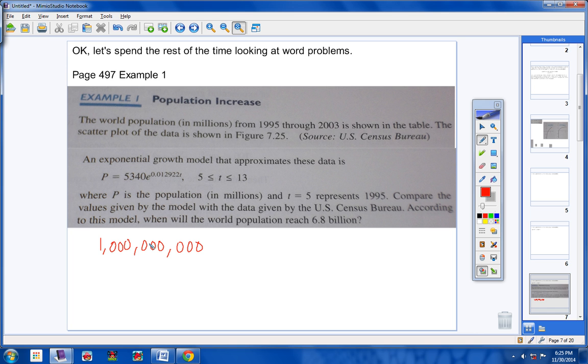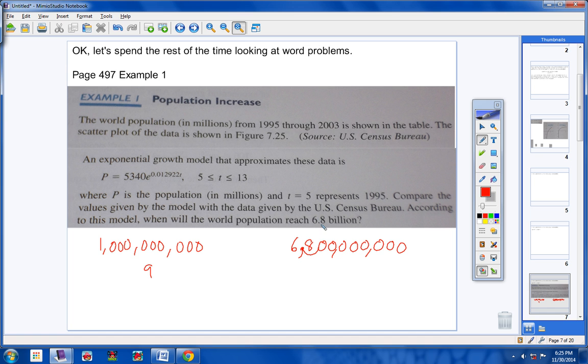3, 6, 9. So when it says 6.8 billion, you know what that means? That just means move the decimal. How many places? 9. Because how many zeros do you have here? 9. So move the decimal 9 places. So 1, and then 2, 3, 4, 5, 6, 7, 8, 9. So you would have a comma here, a comma here, and a comma here.